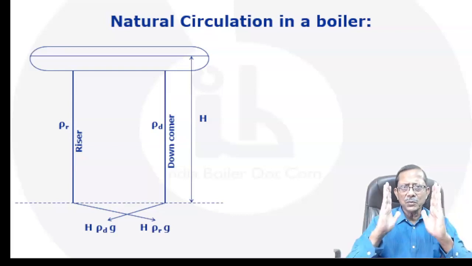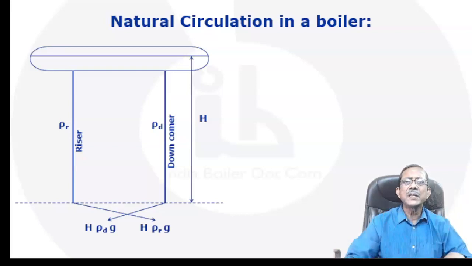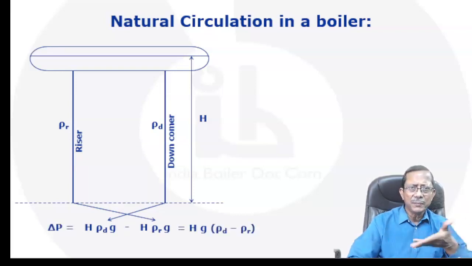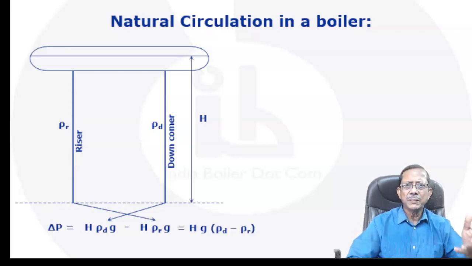So we have two columns with differential pressure that is going to create a delta P, right? This delta P will be h g, I take it common, times (rho d minus rho r). Rho d is with only water density, rho r is with a mixture of water and steam density, right? And that creates the delta P, that creates the circulation. So that is how the natural circulation is created.